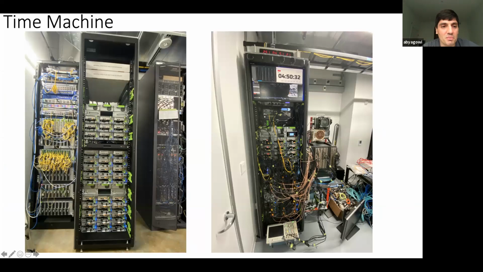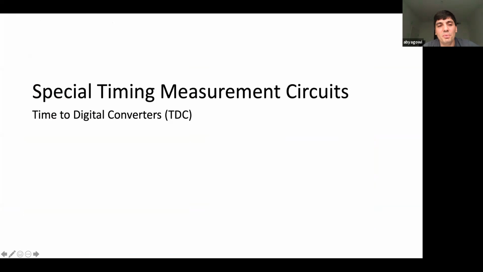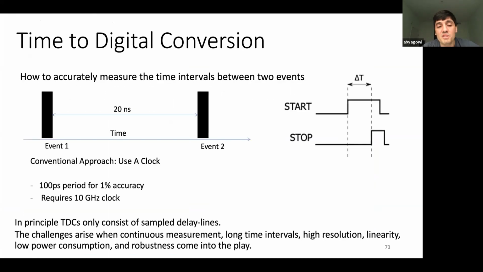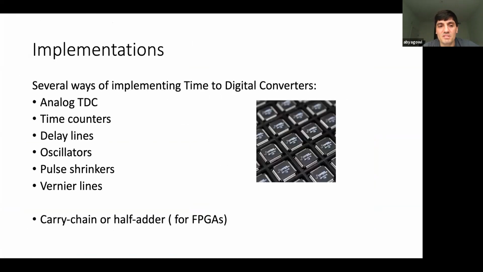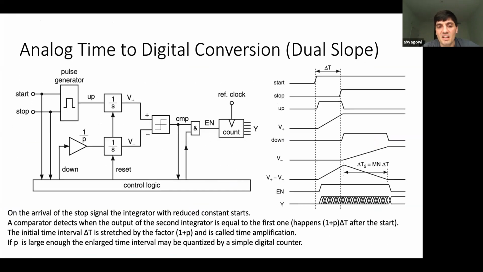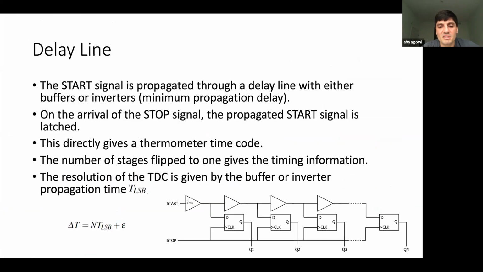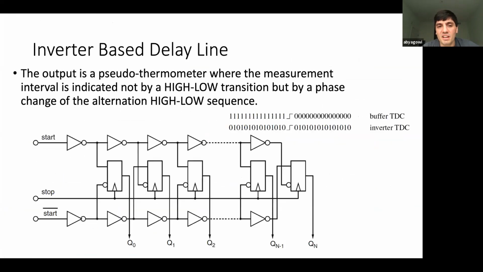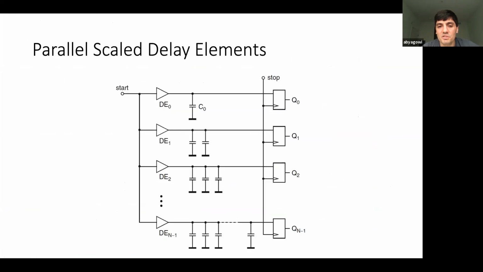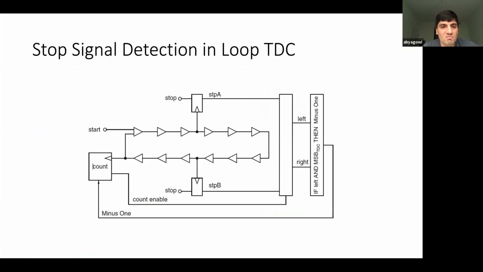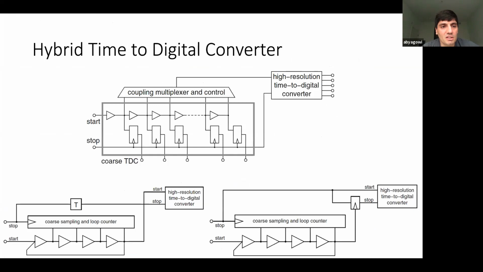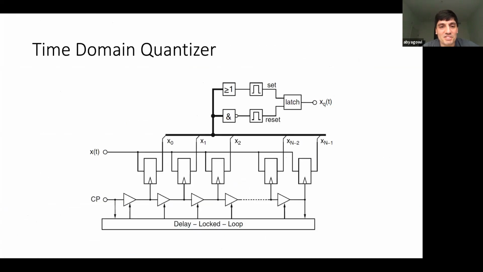We do all these experiments on it. I was going to talk about these things a little bit. We also have some interesting circuits that we use for time to digital conversion, basically we call them TDCs. Probably I'll just share these slides with you and you can go through them. It's pretty interesting how you can measure time with these circuits, and they come in different versions and applications.